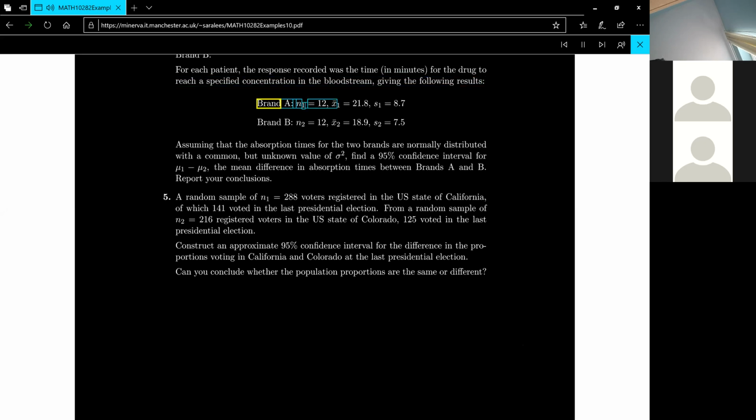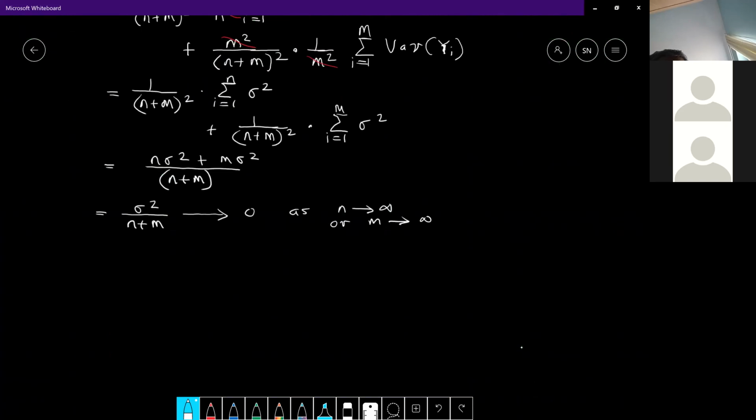Brand B. For each patient, the response recorded was the time, in minutes, for the drug to reach a specific concentration in the bloodstream, giving the following results. Brand A: n1 equals 12, x1 bar equals 21.8, s1 equals 8.7. Brand B: n2 equals 12, x2 bar equals 18.9, s2 equals 7.5. Assuming that the absorption times for the two brands are normally distributed with a common but unknown variance sigma squared, find the 95% confidence interval for mu 1 minus mu 2, the mean difference in absorption times between brands A and B.